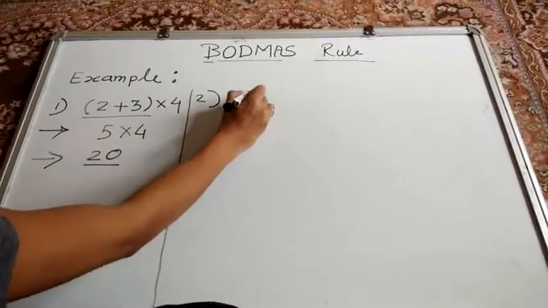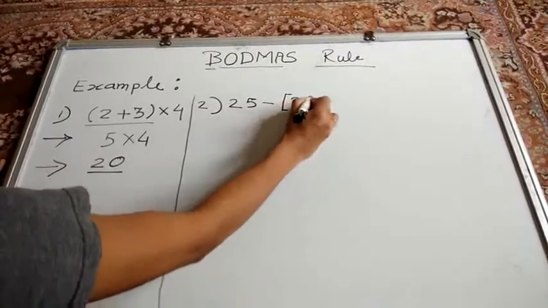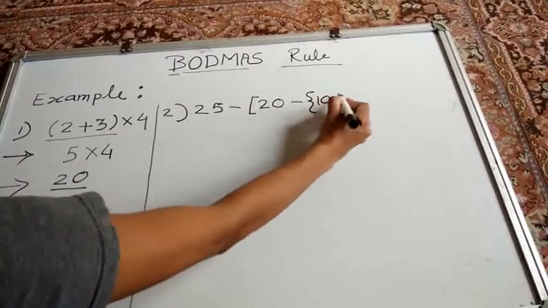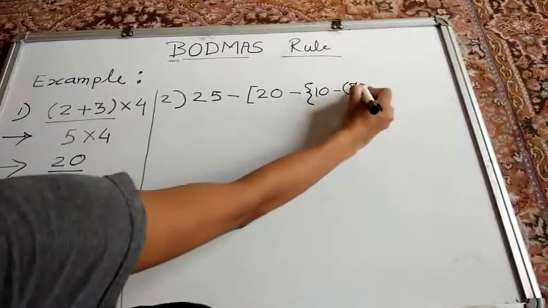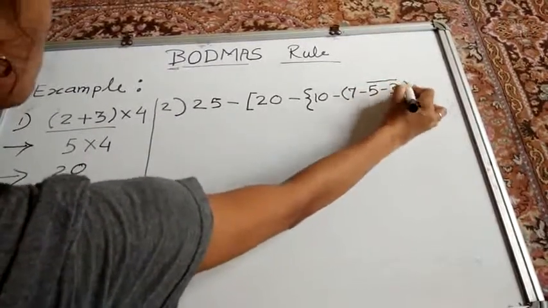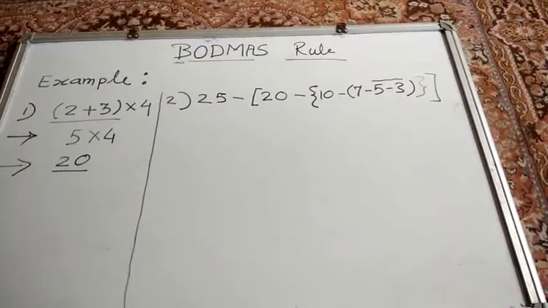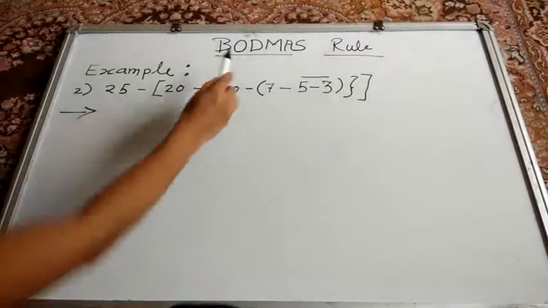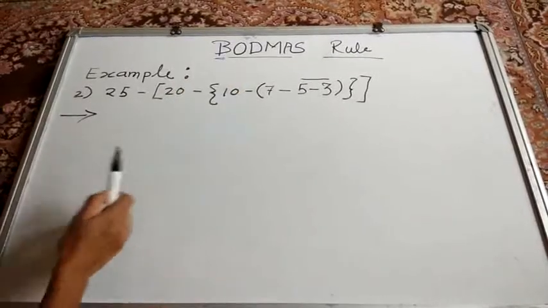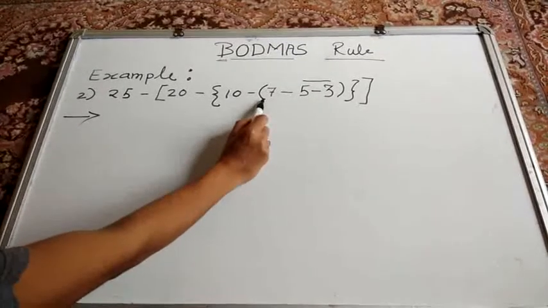The example is 25 minus, square bracket, 20 minus, curly bracket, 10 minus, circular bracket, 7 minus 5 minus 3 with a bar on top; circular bracket complete, curly bracket complete and square bracket complete. Now according to the BODMAS rule, we will solve this example. The first letter is bracket, so we have to solve the bracket first. But if you observe, there are three brackets: square bracket, curly bracket and circular bracket.